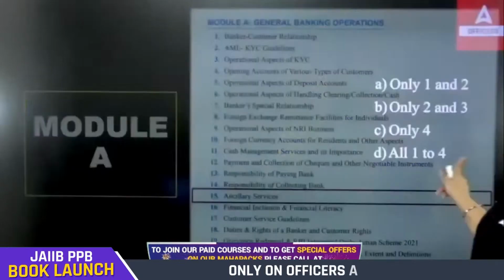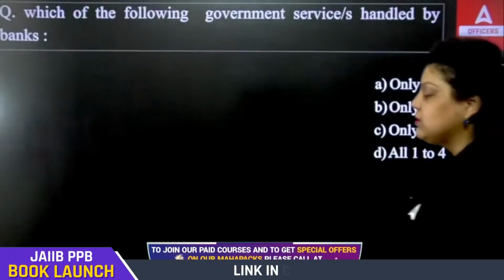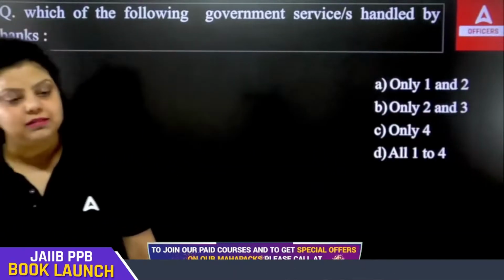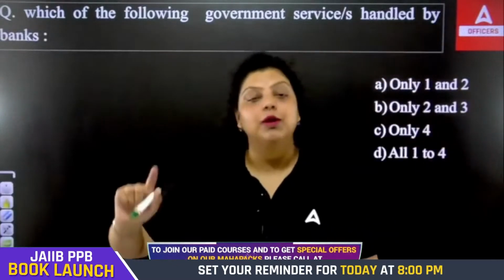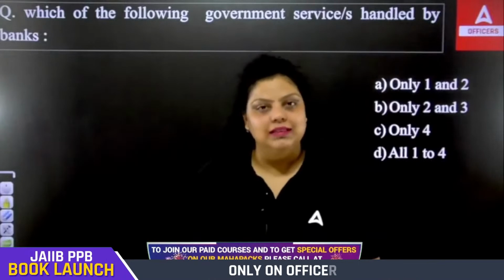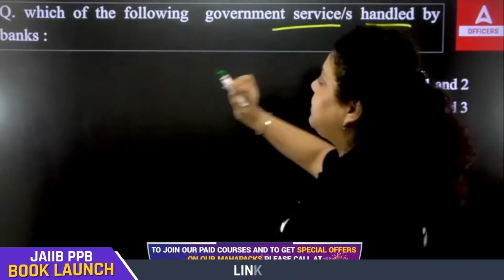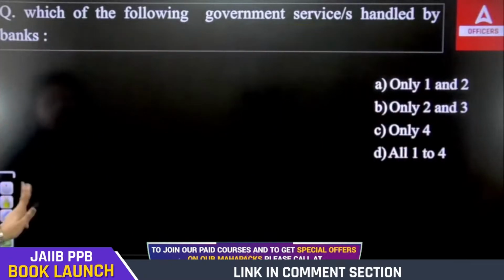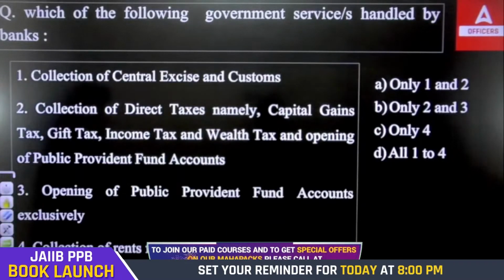So let's start. First of all, the first question in front of you is this. Before starting with the first question, I want each and every one of you to be active in this session and keep answering the questions, and do count how many answers you have given correctly, because at the end of the session I will be asking the same questions to you. Now, which of the following government services are handled by banks? A certain set of services has been given here. Out of those services, which do you think are provided by the bank?